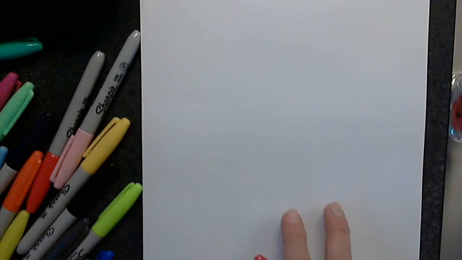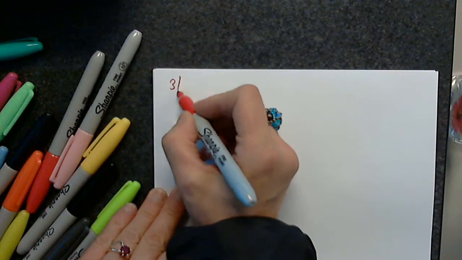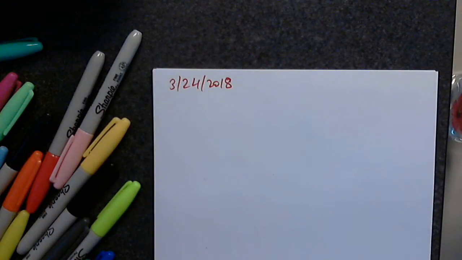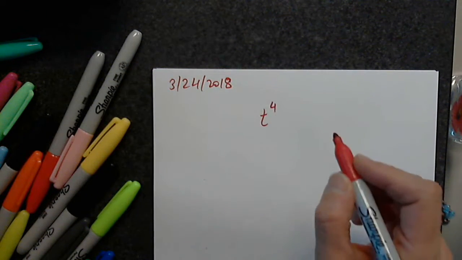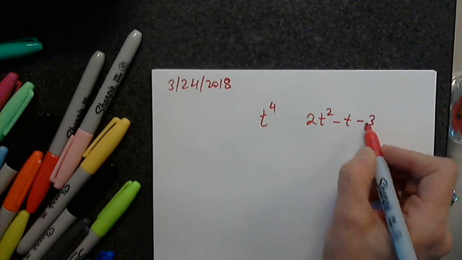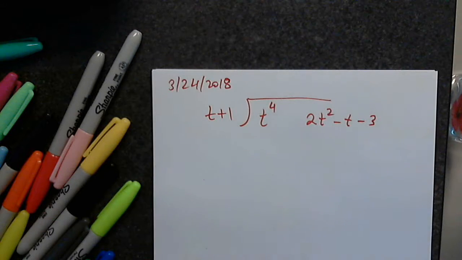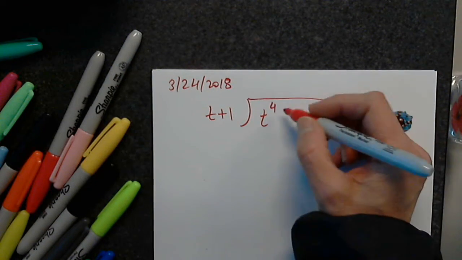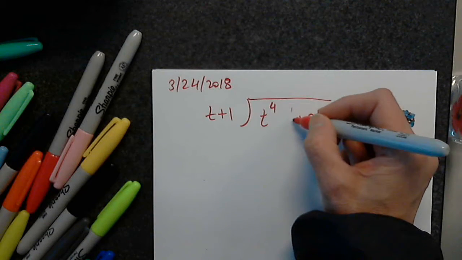Okay, so let's work on this together then. Today's the 24th. I still want to write 7 and not 8. Okay, so t to the 4th, 2t squared minus t minus 3, and t plus 1. Now remember what we said. There are 2 questions that I have to ask myself before I start the long division. First question: is the top in descending order? Yeah. Is the bottom in descending order? Yeah. Very good. Next question: is there a missing term from the top? Yes. So therefore, I have to write, in here, you can write plus 0t cubed.